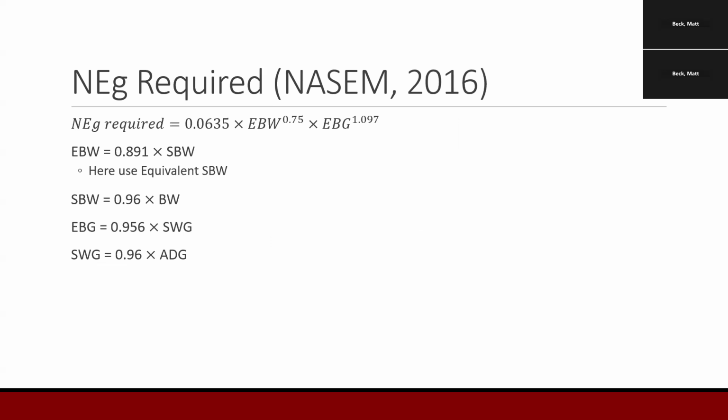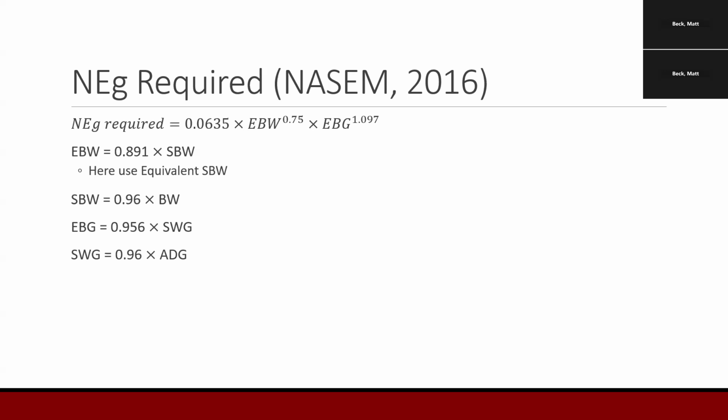All right, then we can calculate the net energy for gain that's required as 0.0635 times empty body weight to the 3/4 power times empty body gain to the 1.097. Okay, undergrads and graduate students, I'll give you these equations, and it may not even be this first exam, but you will have to use them.